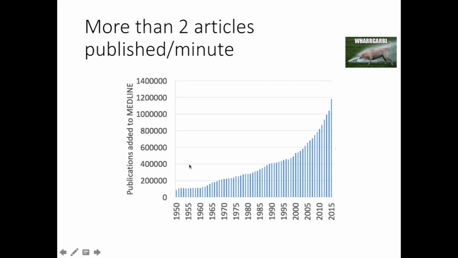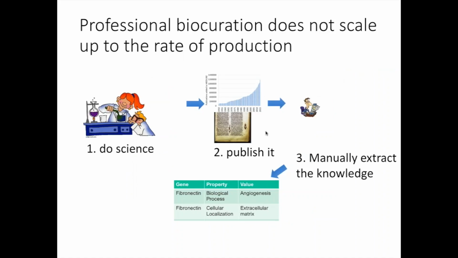this is just to give you a scale of what they face. So as of last year, we were approaching 1.2 million articles added in PubMed. We passed 1 million articles a year just a couple of years ago, and you can see the direction this is going. So that's just to give you a scale of the amount of knowledge that needs to be processed and represented somehow. And so to sum this up, the introduction up here, professional biocuration does not scale up to the rate of production. Okay, not the way we're doing it right now.